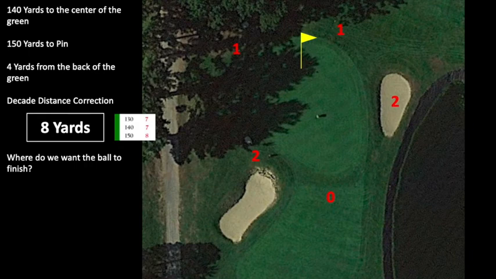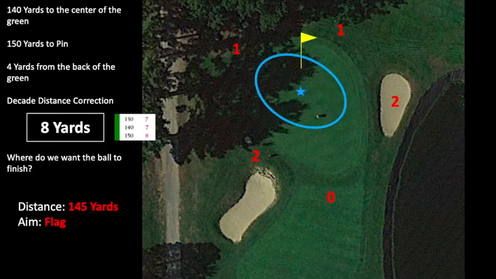So the original yardage was 150 yards to pin. We are now going to play this 145 yards. So our new target yardage is 145 yards. That's where we'd like the golf ball to finish. Since the pin is kind of in the center of the green, we're not going to make any left to right adjustments. So we're going to aim right at the flag, trying to finish this golf ball 145 yards.